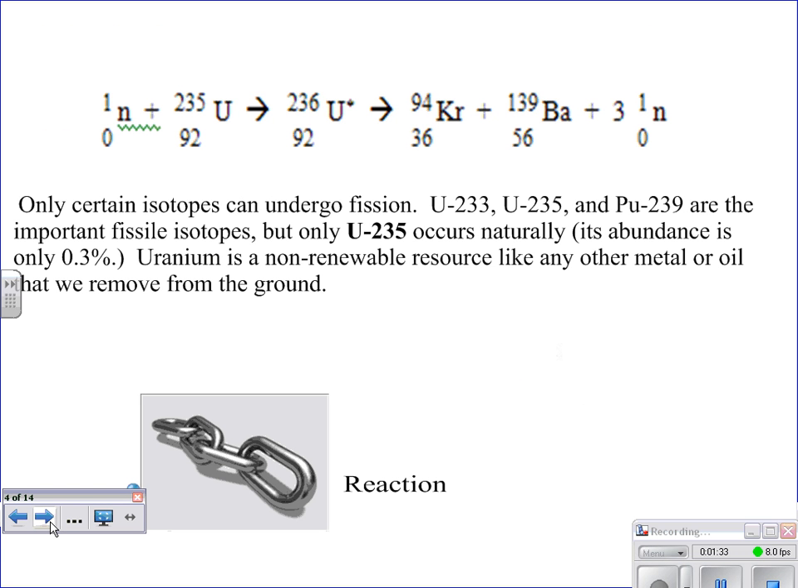And here's an example of that reaction. You do not need to know this exact reaction, but again, you have a slow neutron, hits your uranium-235. In the process, it forms 2 medium weight isotopes, usually krypton and barium. It might be different isotopes of krypton and barium, but it doesn't really matter. Don't worry about knowing those. But in the process, you get those 3 neutrons that are also emitted. And there are only certain isotopes that can undergo fission. Uranium-235 is a very common one. You can also get uranium-233 or plutonium-239.